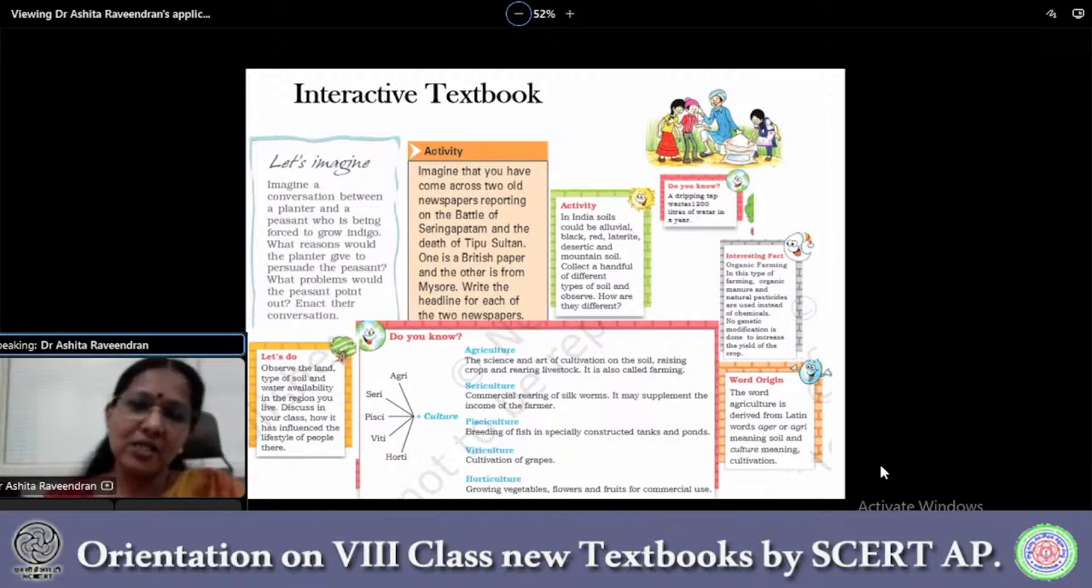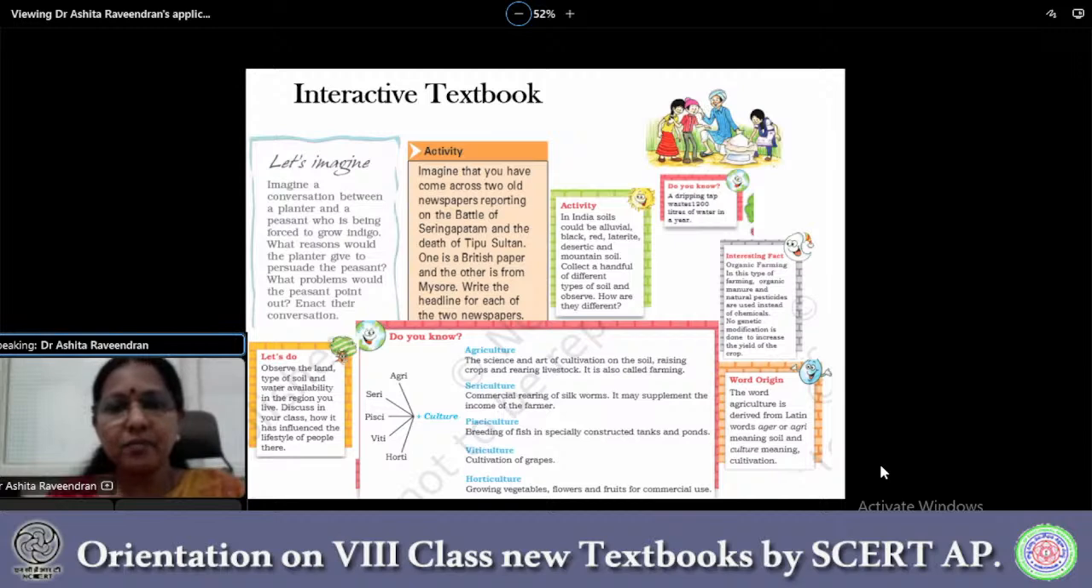This is also an imaginative activity, but they understand that two types of perspective exist. When the Britishers are reporting something, this is how they will report it. They will be in their favor. When it comes to our own country, then how will we report it?